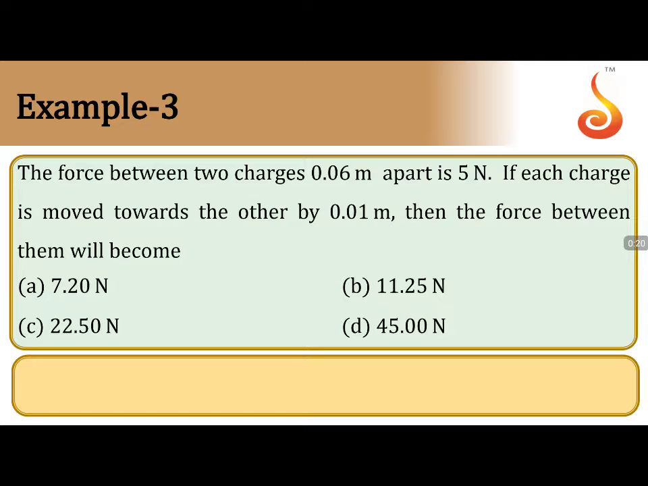So the initial separation is 0.06 meter and each charge is moved towards each other by 0.01 meter. So the new separation will become 0.04 meter and the initial force is 5 Newton. Say the initial force F1 is equal to 5 Newton.